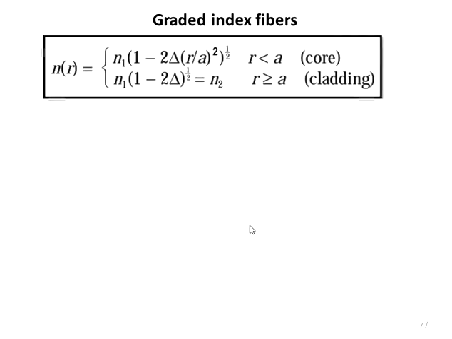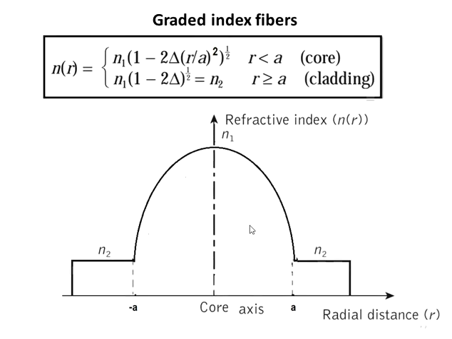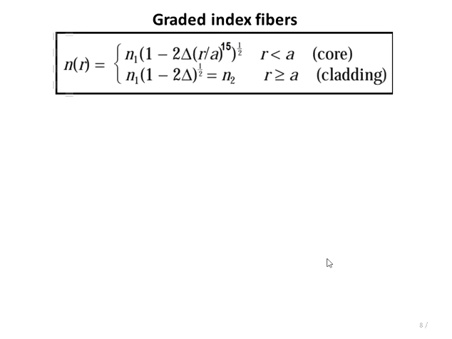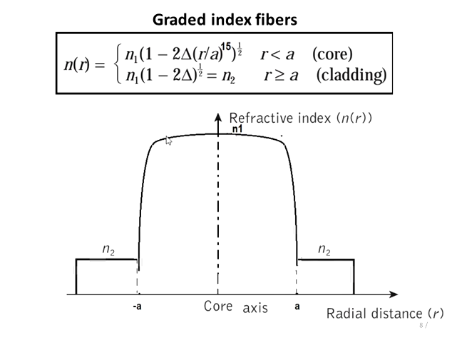When alpha equal to 2, we get the profile which looks like a parabola. So the refractive index will vary like this. From the center it is n1, then it varies following the parabola type structure, and then it becomes n2. At alpha equal to 15, you will observe the profile will look like this. As you keep on increasing the value of alpha, the index profile will reach towards the step index profile, and when alpha is infinity, you will get the step index profile.